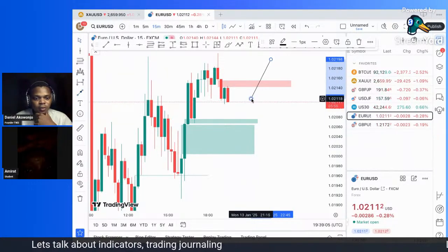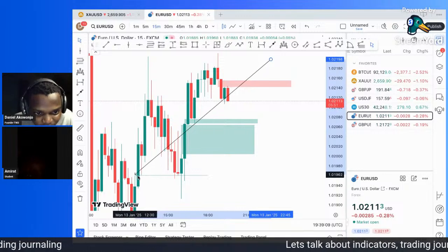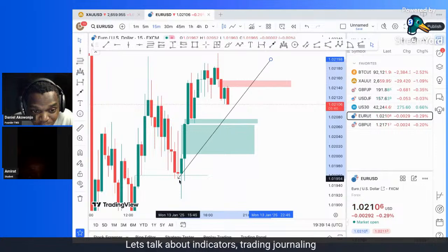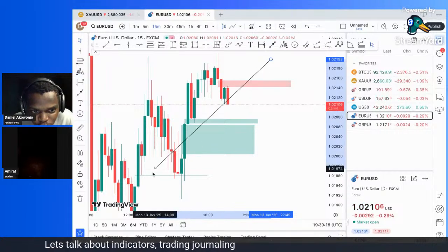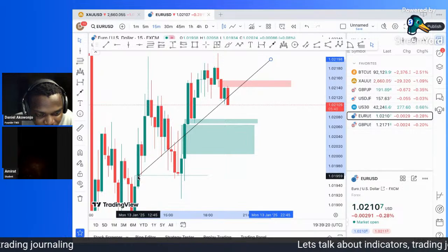Look at this tiny one. Can you see how tiny this one is? Very tiny. But you can see that even when price came back to it again, what happened? It pushed up. This was formed around Monday.